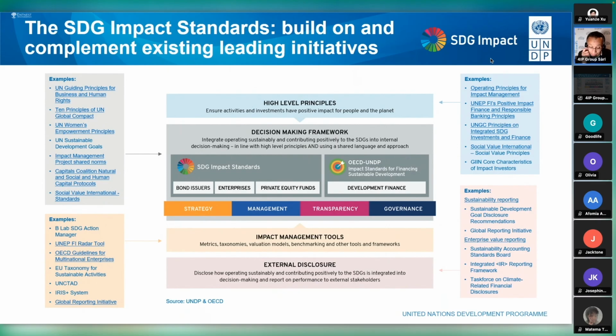So the gray box in the middle is the standards, and several frameworks are called and are pushed out to, in terms of integrating, for example, as you can see on the box on the left hand side, we have the UN guiding principles for business and human rights, or the 10 principles of the UN Global Compact, the SDGs, as we already talked about, or the impact management project, shared norms, and so on.